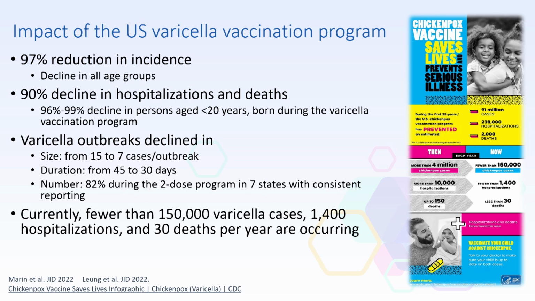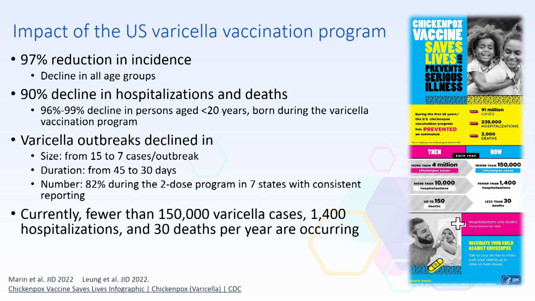The U.S. varicella vaccination program led to a 97% reduction in varicella incidence, with declines in all age groups. Severe varicella outcomes, such as hospitalizations and deaths, declined by 90%. The greatest decline for both was among persons younger than 20 years of age born during the varicella vaccination program. In this age group, varicella hospitalization has become a rare event, and deaths have been practically eliminated in the United States.